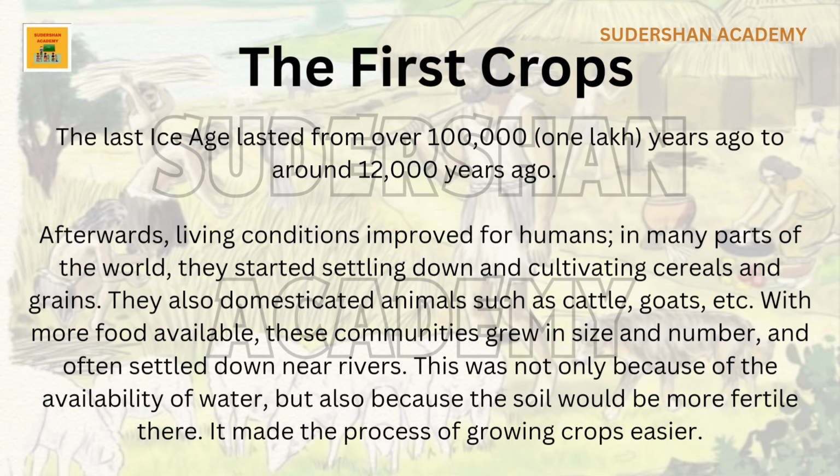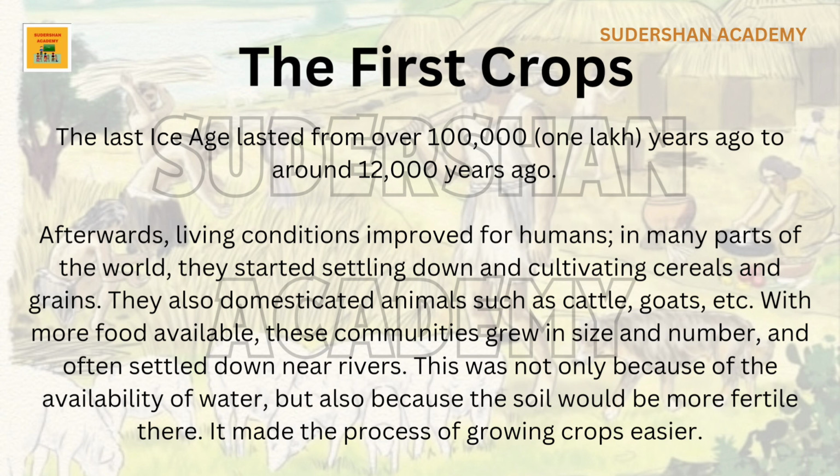The first crops. The last ice age lasted from over 100,000, 1 lakh, years ago to around 12,000 years ago. Afterwards, living conditions improved for humans. In many parts of the world, they started settling down and cultivating cereals and grains. They also domesticated animals such as cattle and goats.